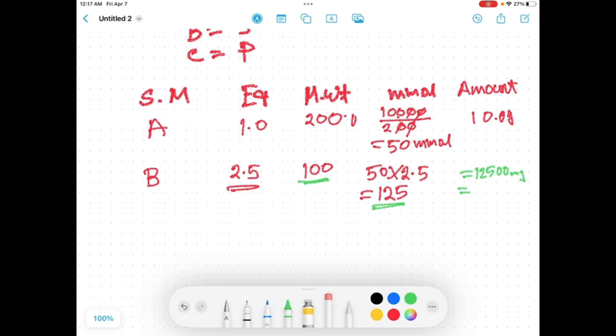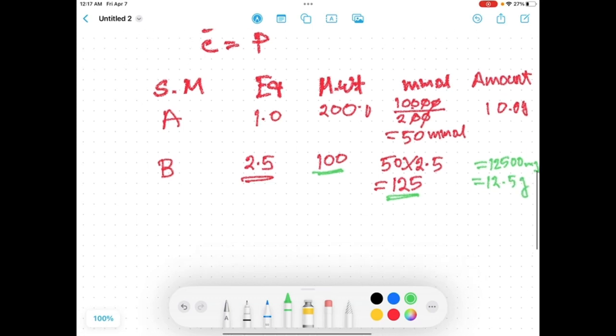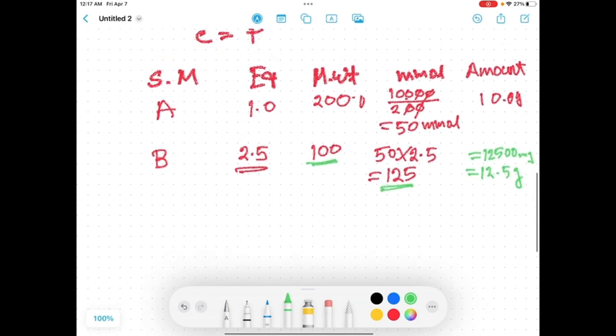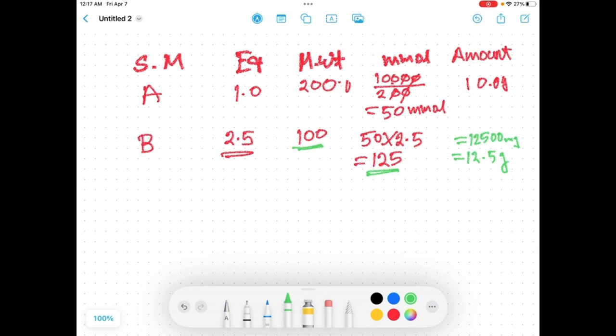Yes, so it will be 12.5 gram. Now, sometimes suppose originally your B is sold as, say, 70%. Sometimes a reagent is commercially available at a certain percent, even if it is solid. So in that case, first calculate that B the normal way, taking it as 100%. So you need 12.5 gram if B was 100%.